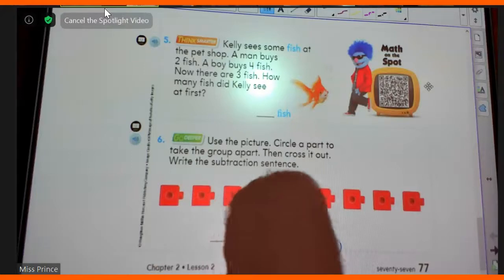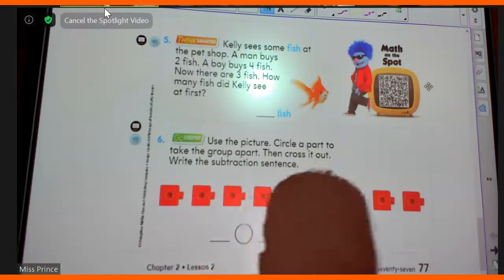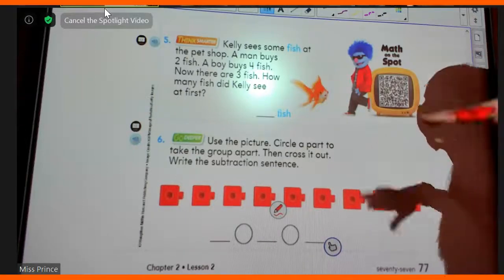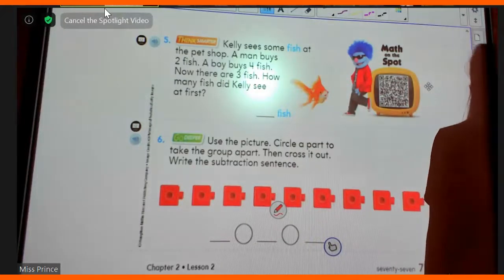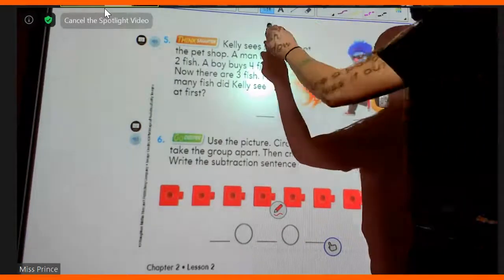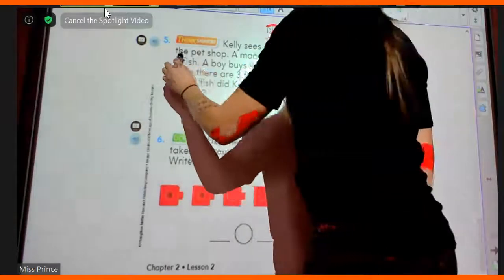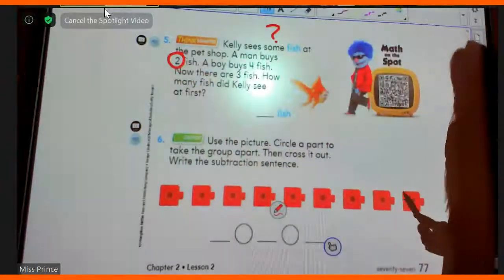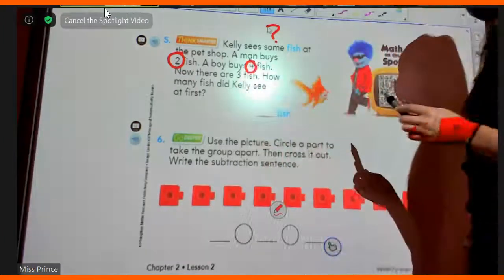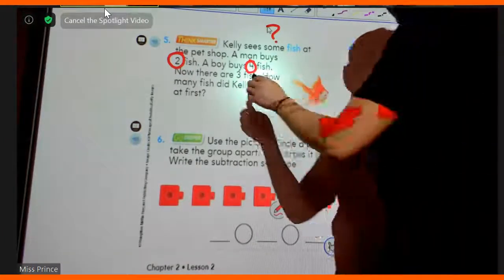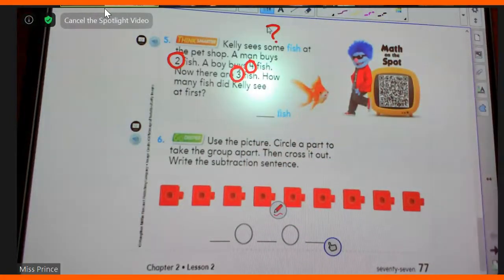So, remember that the story problems that they do on Math on the Spot are always a little bit different from the book. So we're going to do it together and see if we can figure it out. Kelly sees some fish. Do we know the number of some? We don't, so it's a mystery. At the pet shop, a man buys 2 fish. A boy buys 4 fish. Now there are 3 fish. How many fish did Kelly see at first?